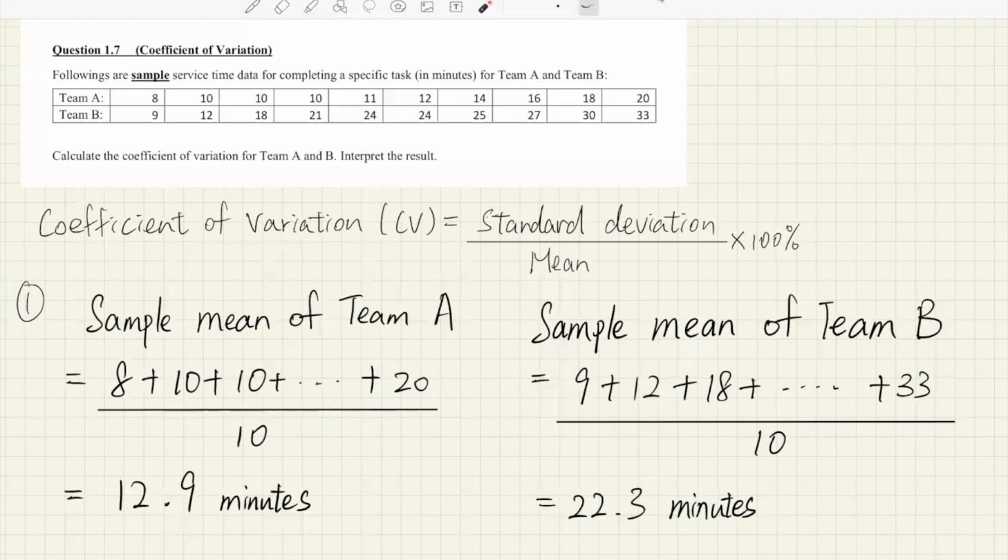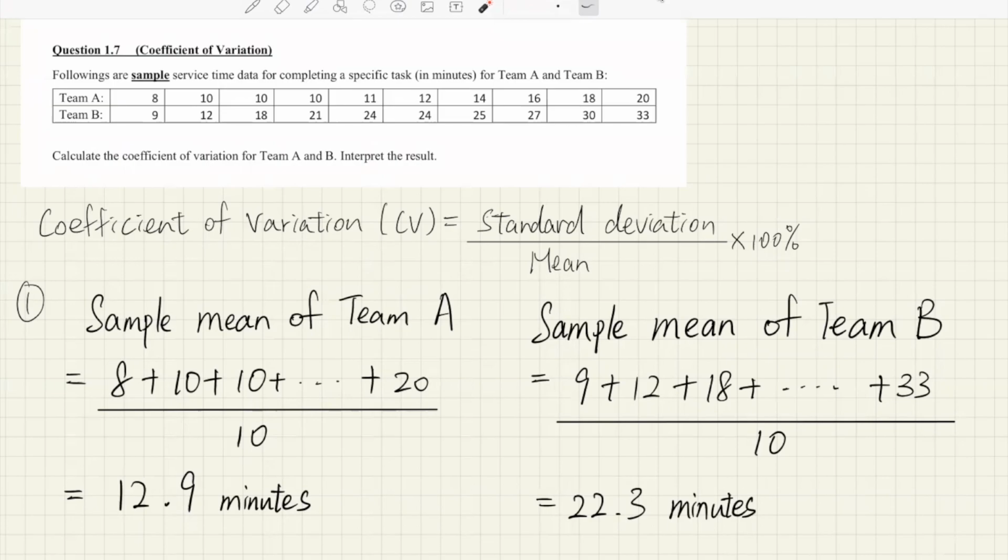Question 1.7. Following are sample service time data for completing a specific task for Team A and Team B. Calculate the coefficient of variation for Team A and Team B and interpret the result. First of all, the formula of coefficient of variation is the standard deviation divided by the mean times 100%. So we have to find the sample mean of Team A and Team B first.